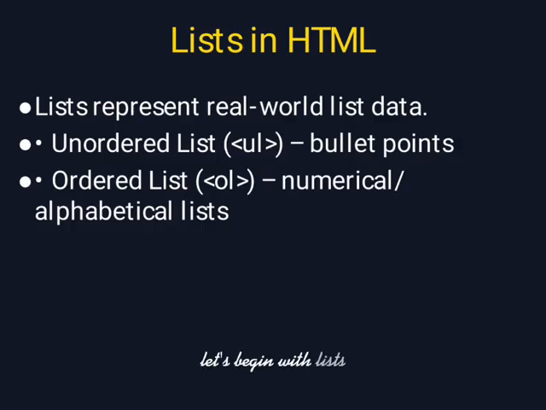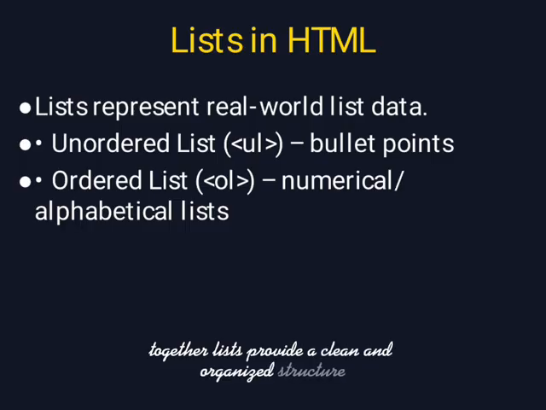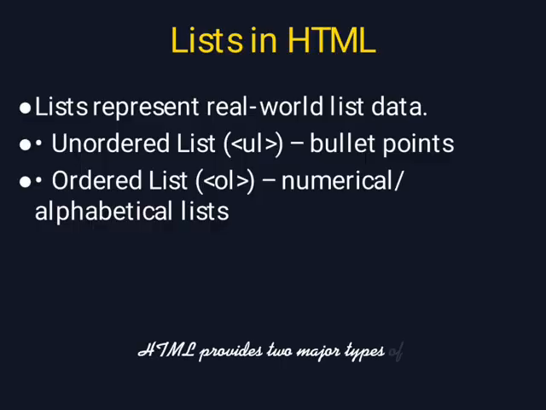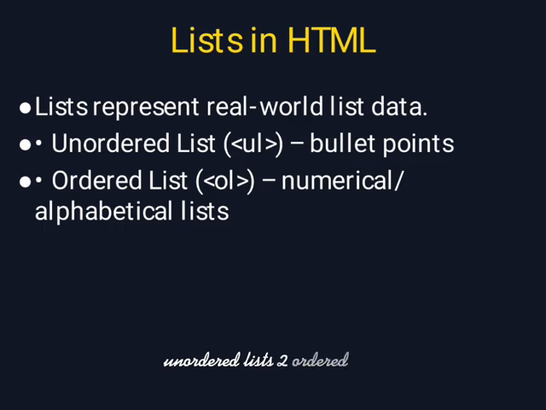Let's begin with lists. Lists are used to represent real-life list data on a web page. Whenever we need to display multiple related items together, lists provide a clean and organized structure. For example, shopping lists, menu items, course topics, product features, and navigation menus are all commonly displayed using lists. HTML provides two major types of lists. 1. Unordered lists. 2. Ordered lists.